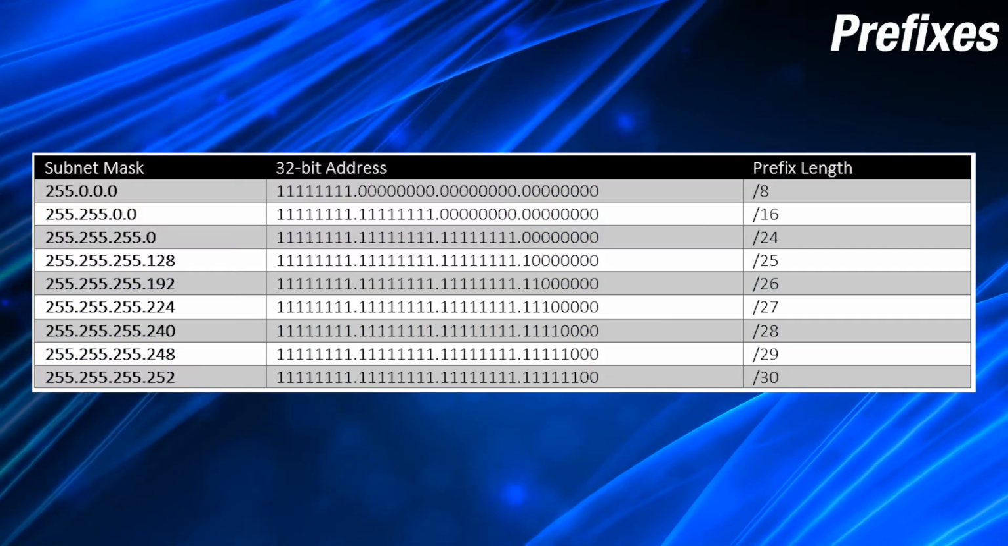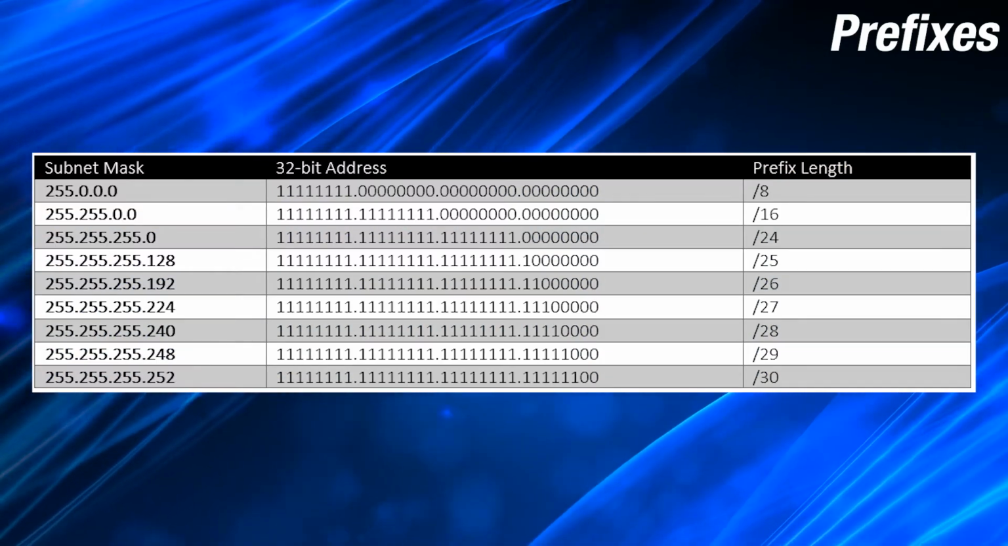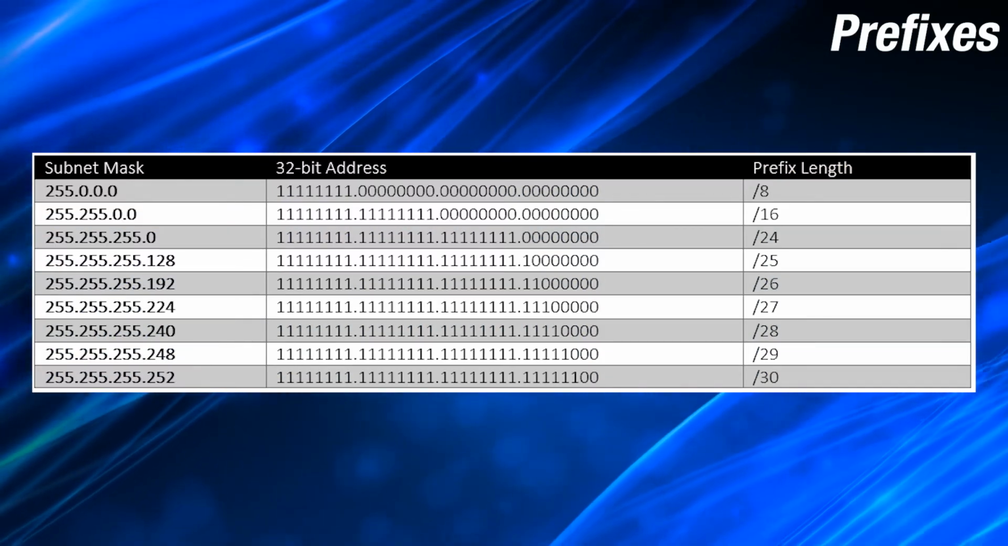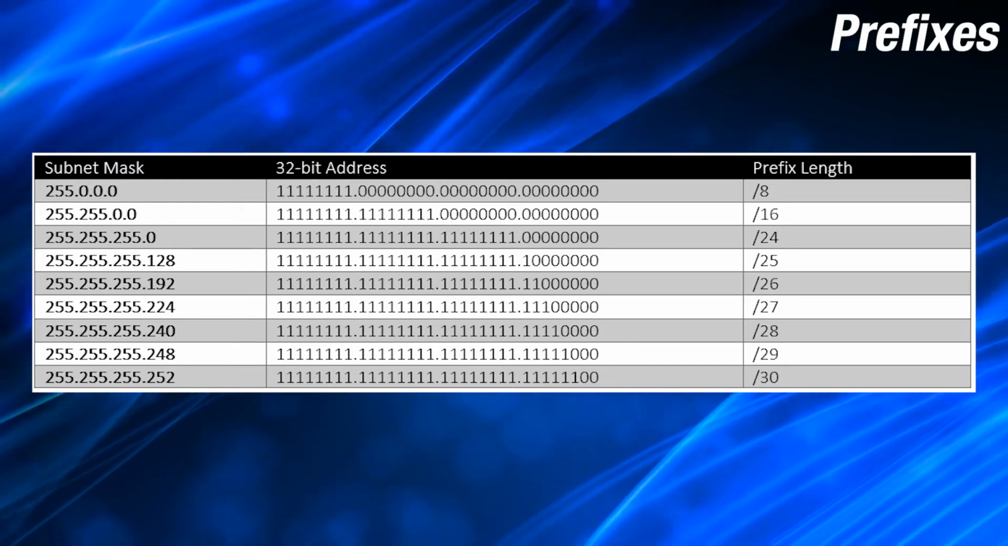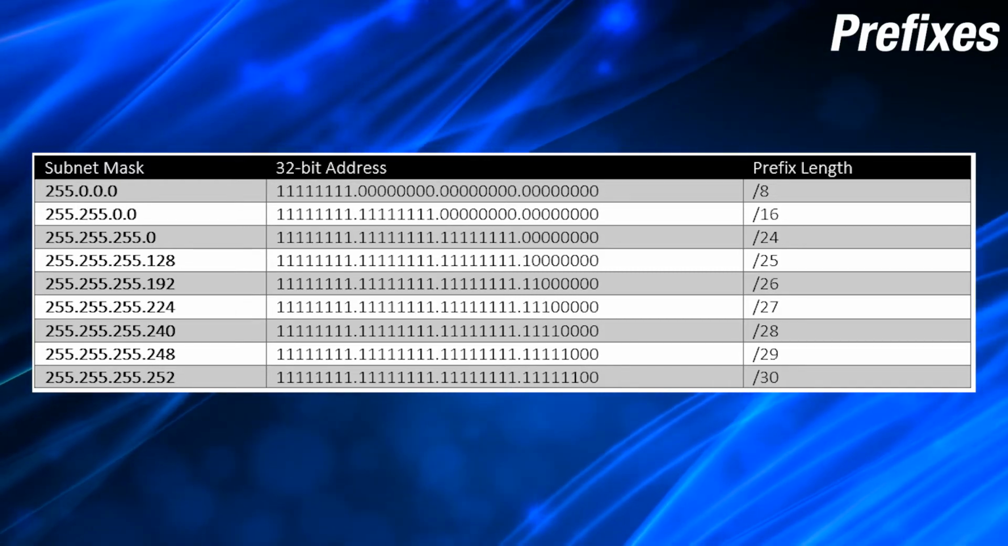Subnet masks can easily be represented with prefixes. Here's a chart representing subnet masks, their value in binary, and their prefixes. There are many more of these. For the sake of simplicity, only these examples are shown.